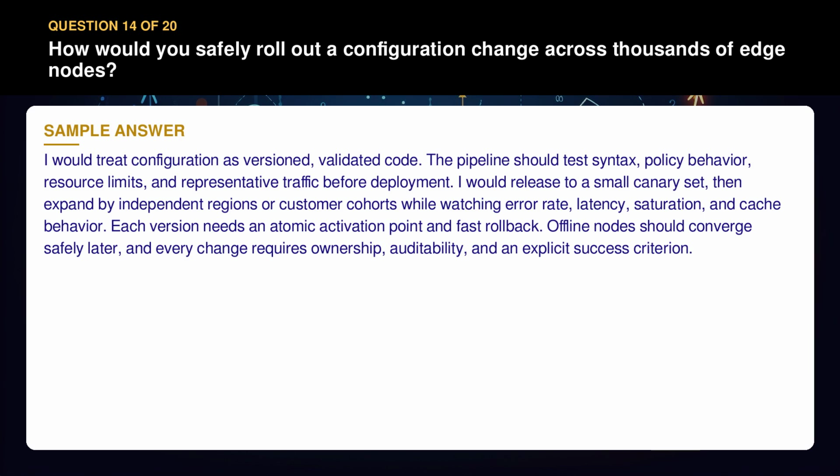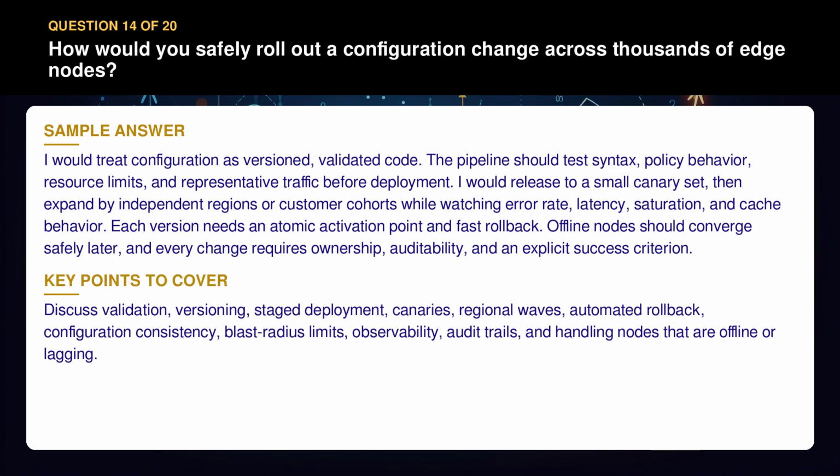Each version needs an atomic activation point and fast rollback. Offline nodes should converge safely later, and every change requires ownership, auditability, and an explicit success criterion. Discuss validation, versioning, staged deployment, canaries, regional waves, automated rollback, configuration consistency, blast radius limits, observability, audit trails, and handling nodes that are offline or lagging.